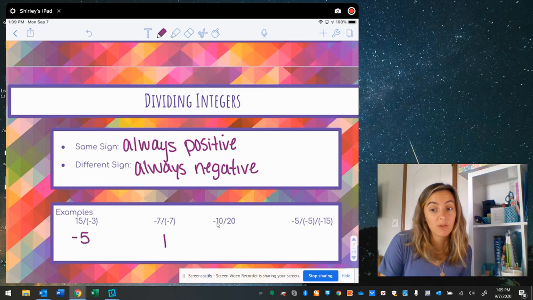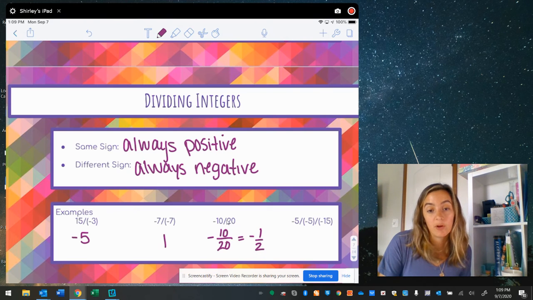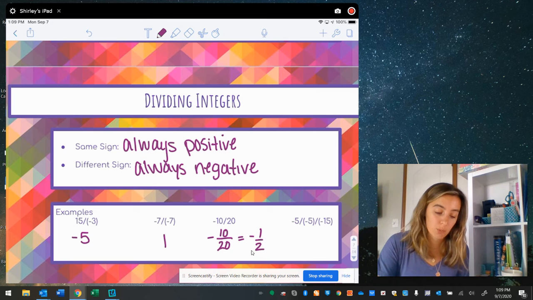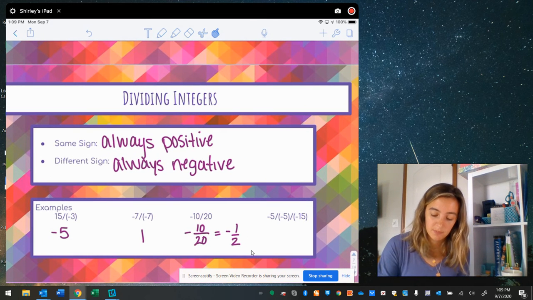Over here, be careful that you don't think about it too fast. I have negative 10 divided by 20. So a positive divided by a negative is always going to be negative. And then I have 10 over 20, which is going to be negative 1/2. So be careful you're not going through it too quick. Some of you will see the 10 and the 20 and write your answer as 2. Just take your time to make sure you're noticing when that smaller number is on top.